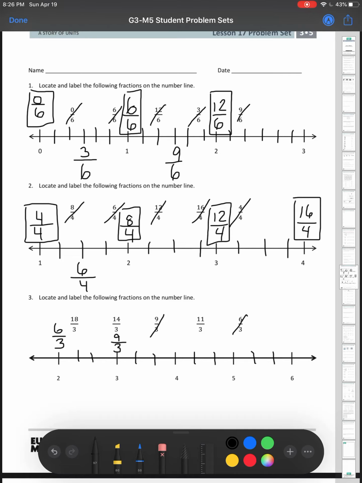9/3 is 3 wholes. The next numerator in order would be 11. So 11/3, we can continue from the 9, 10, 11, and mark that. The next numerator in order would be 14. So 14 going from 11, 12, 13, 14. 14/3 is just before you get to the 5 wholes. And then 18/3. If you right away know that 6 times 3 is 18, you might know, oh, that is 6 wholes. But if you don't know, you can go from the 14 and count. 15, 16, 17, 18. 18/3 is 6 wholes. And then box our whole numbers.